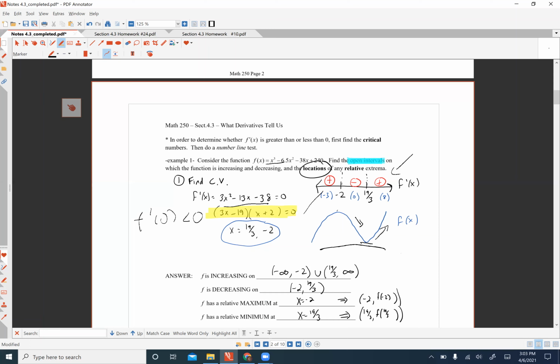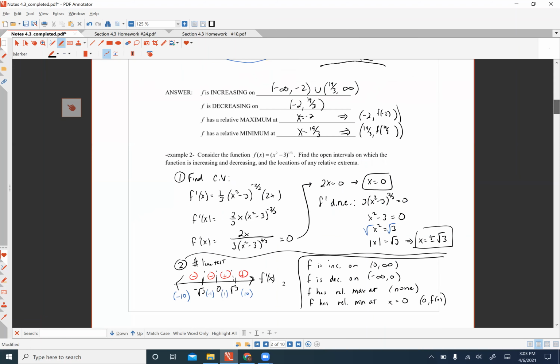Let's look at another problem right here. There are so many problems here, and I don't think we want to go over all of them, but let's try this one.